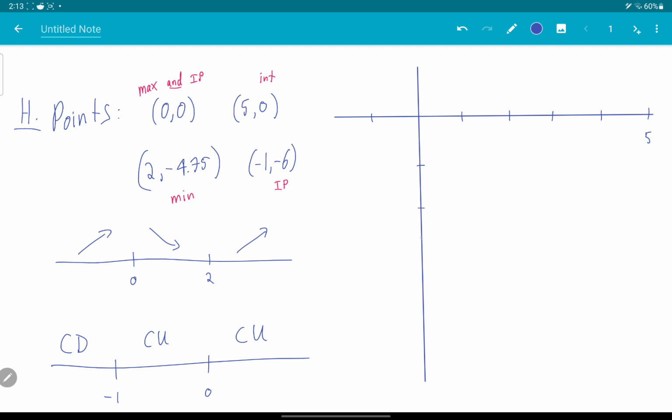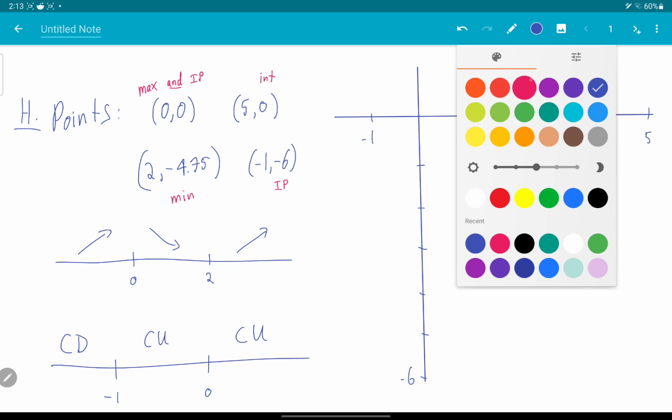So bear with me while I put these notches in here. I want to go down to -6. So I'm going to make it 1, 2, 3, 4, 5, 6. Okay, I'm satisfied.